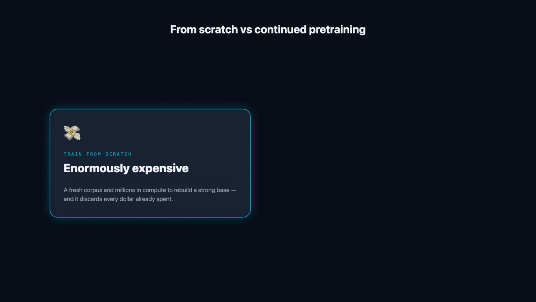Let's frame the choice first, because the economics tell almost the whole story here. Your first option is to train a specialized model completely from scratch. You would gather a fresh corpus and then burn a small fortune in compute, spending millions of dollars to reach a strong base all over again. For most teams, that is simply out of reach, and it throws away every dollar and every bit of effort already spent on an existing, perfectly good model.